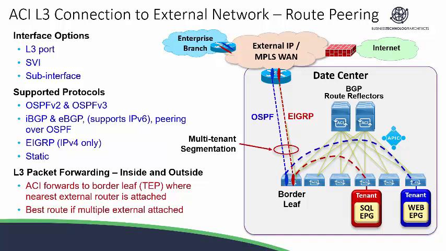For layer 3 packet forwarding, when we make a connection inside a border leaf, a couple of things have to happen. ACI forwards to the border leaf TEP where the nearest external router is attached, and picks the best route if multiple external layer 3 routers are attached. But we still have to go in and configure those routes.